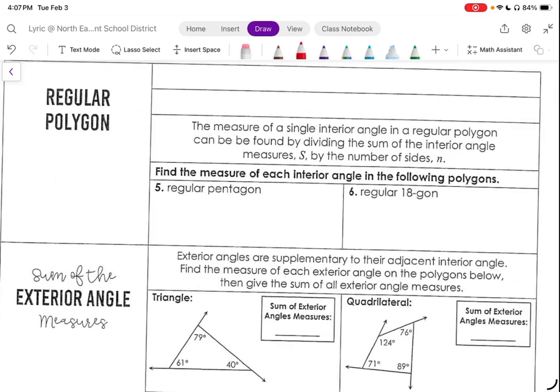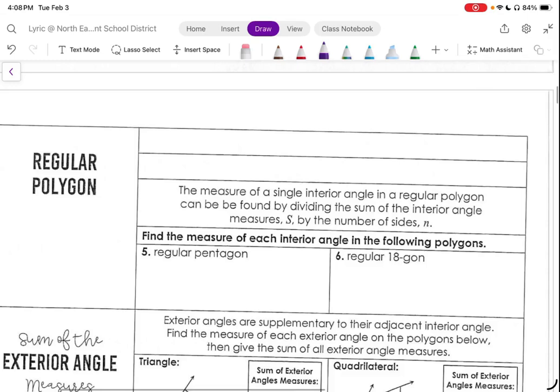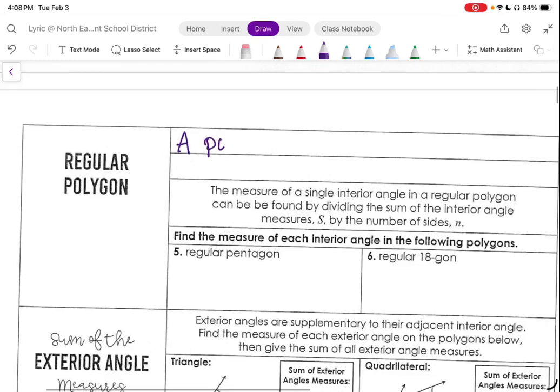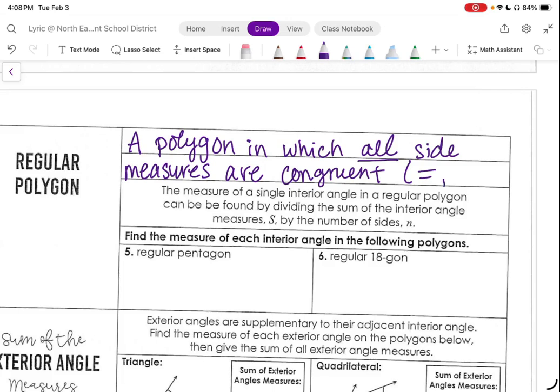Now, a regular polygon. A regular polygon is a polygon in which all side measures are congruent. Now, what does it mean for something to be congruent? Equal, same.